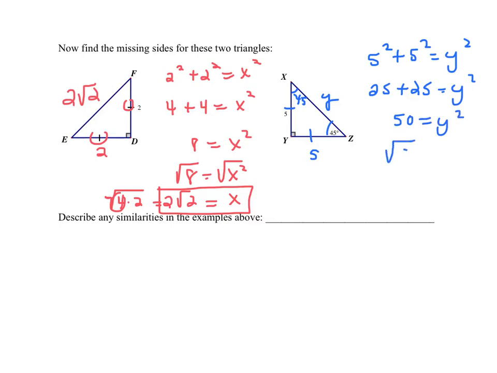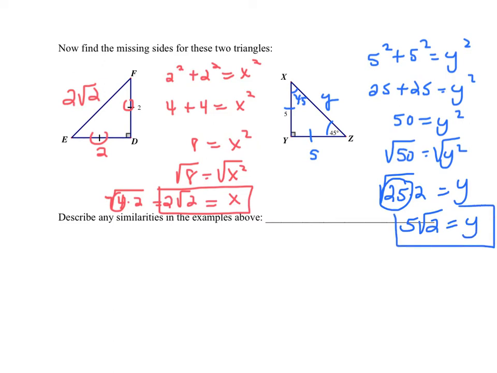Then take the square root of both sides. When you simplify the square root in this case, we want to factor it into 25 times 2. The square root of y squared gives us y. Take the square root of 25 and get 5 out in front, 2 inside the radical. So 5 square root of 2.